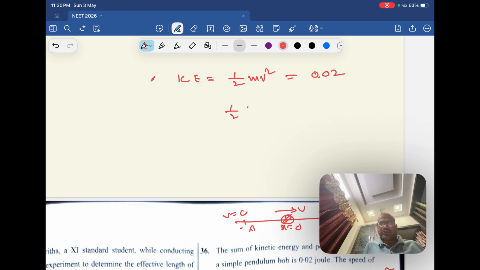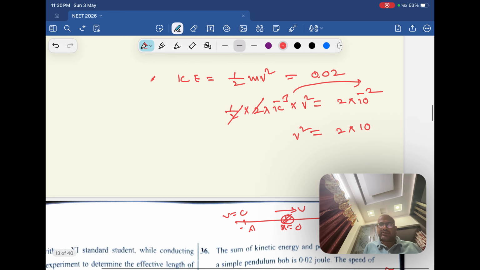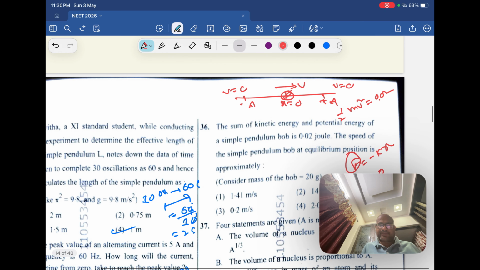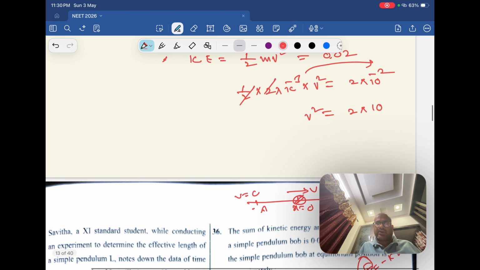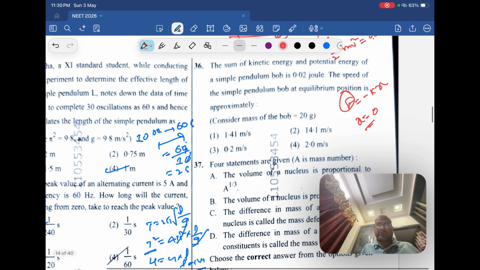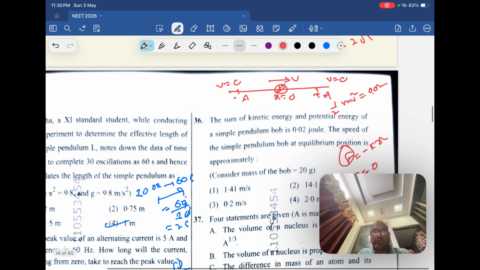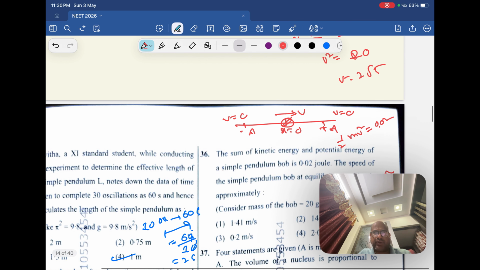0.02. So half into 2 grams, 2 into 10 power minus 3, this is v square, 2 into 10 power minus 2. So v square will be 2 into 10 power minus 2, transfer to the right side, plus 1, 10. So v square will be, correct what you are doing? Yeah, v square will be 2 into 10. So v square is 20 means v will be 2 root 5. 4 5s, no? 2 into 2.2 something, so 4.4 something you should get. Velocity asking, right? 2 root 5.